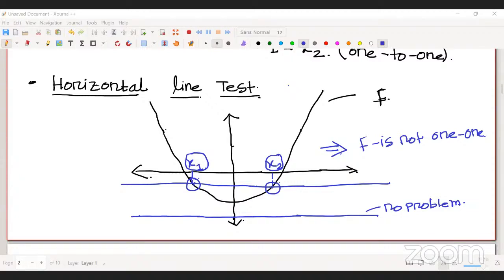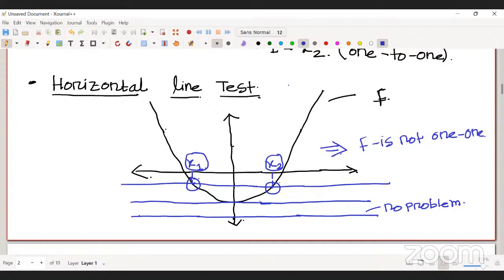We are checking that if all the horizontal lines pass through the curve at most once, then we can say that this function is 1-1. If you can find one horizontal line which crosses the graph of the function more than once, then you say that the function is not 1-1. When a particular horizontal line crosses the graph at one point, you have to go for some other horizontal line. Just by checking one horizontal line, you cannot conclude that this function is 1-1 or not 1-1.